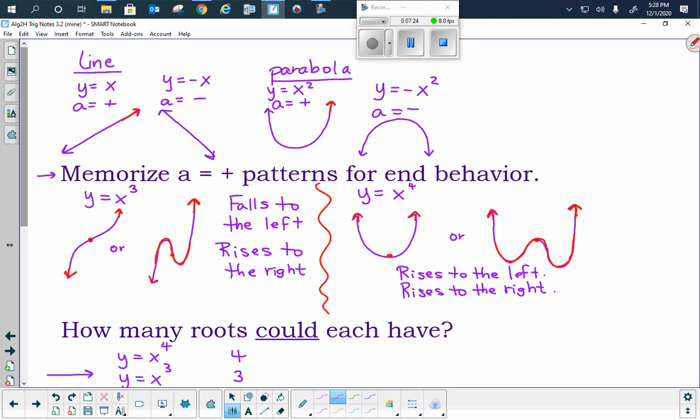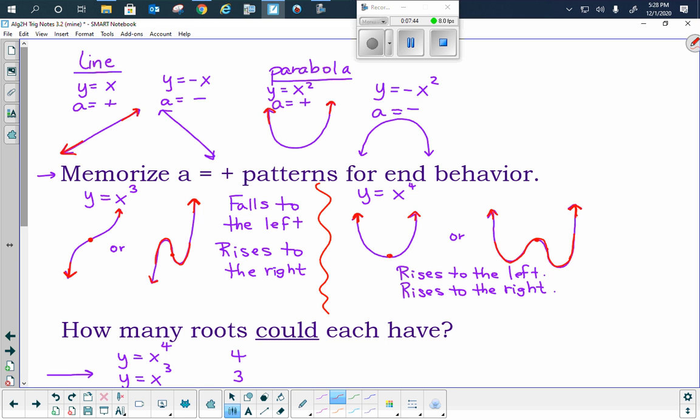Okay? It seems to be the one on the left that's always changing. So notice, when it's back to the line, when it's to the first, the left side is going down. When it's second, it now goes up. When it's third, it goes down. When it's to the fourth, it goes up.